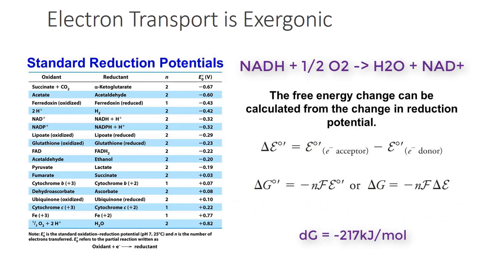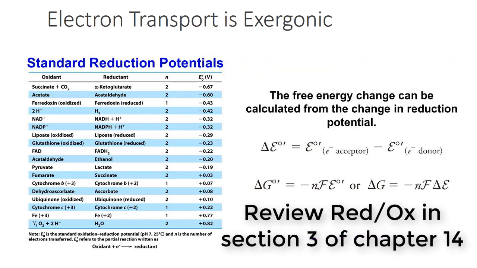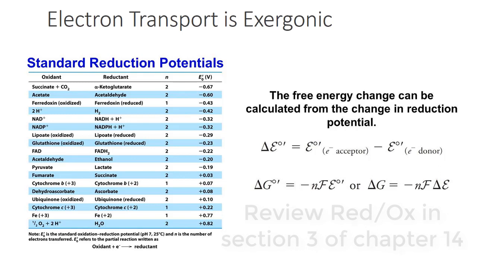If you need a review on how to calculate the delta G from the change in a reduction potential, please see Section 3 from Chapter 14 in your textbook, or watch the supplemental video included on this unit in our course Moodle page. We will also get more practice using this calculation during our next in-class meeting.